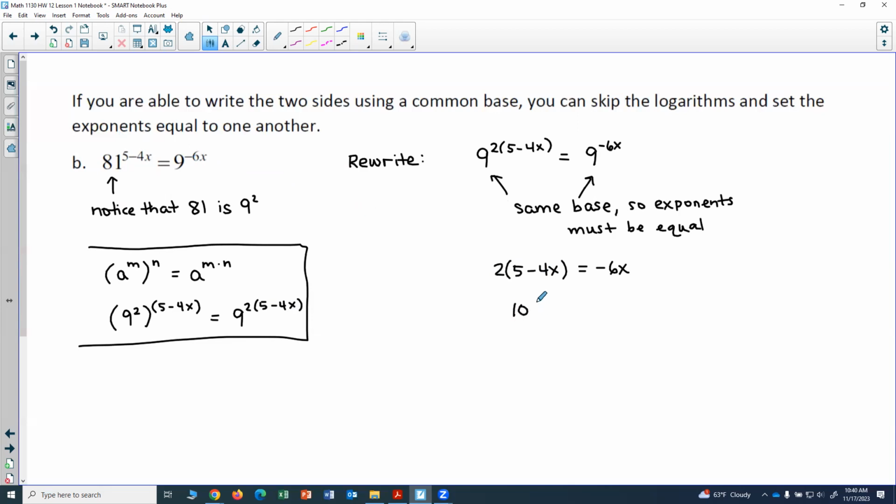So I'm going to distribute the 2. I get 10 minus 8x equals negative 6x. I'll add my 8x to both sides. And I end up with 10 equals 2x. So x equals 5.